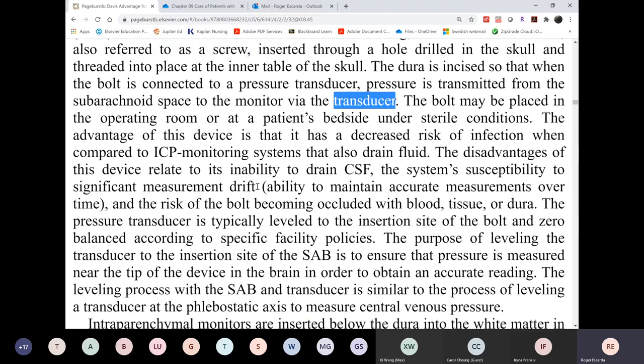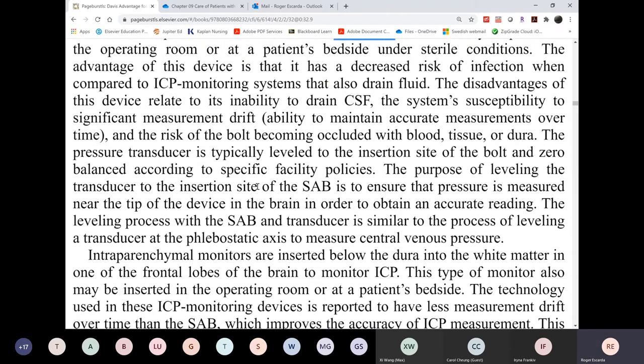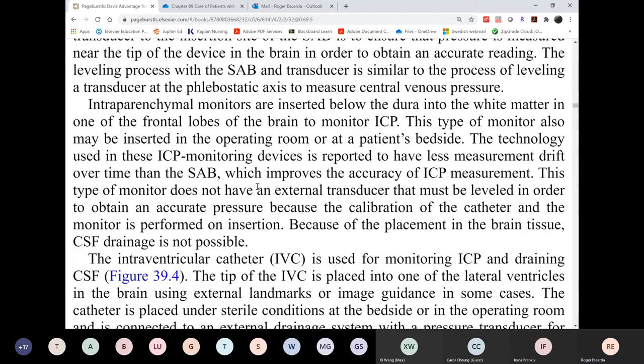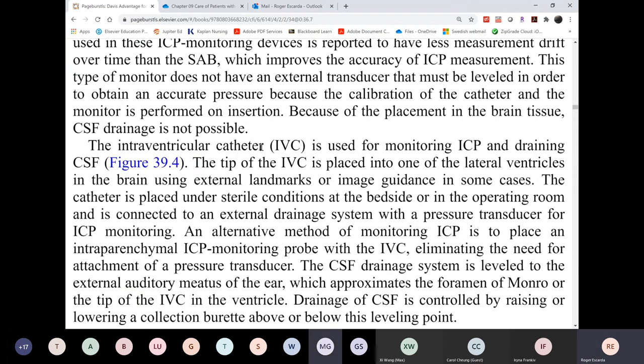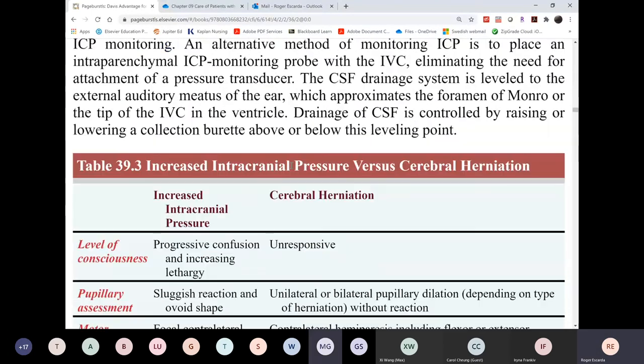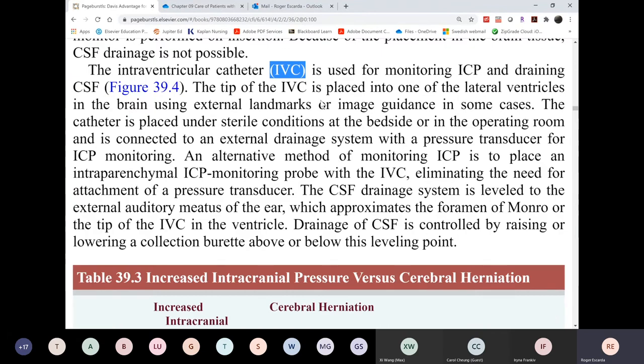The most commonly used is something called an intraventricular catheter, right here. So this IVC is the most popular because it has two advantages. One is the same as the screw or the bolt. It can measure ICP, no problem with that. However, no other method can drain CSF. So IVC can serve two purposes here. So we have to measure ICP, but also you can drain CSF here, which can help lower ICP. So that's the advantage of having an IVC.